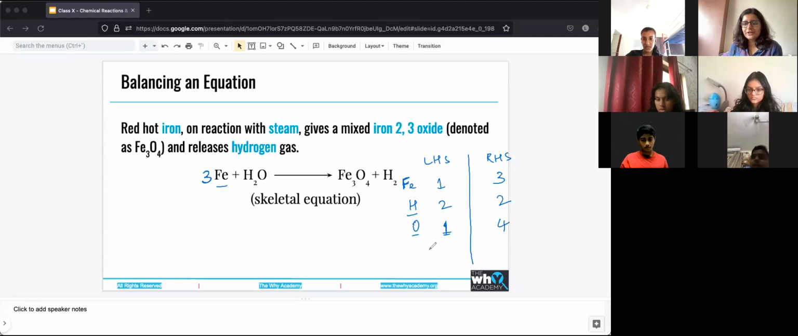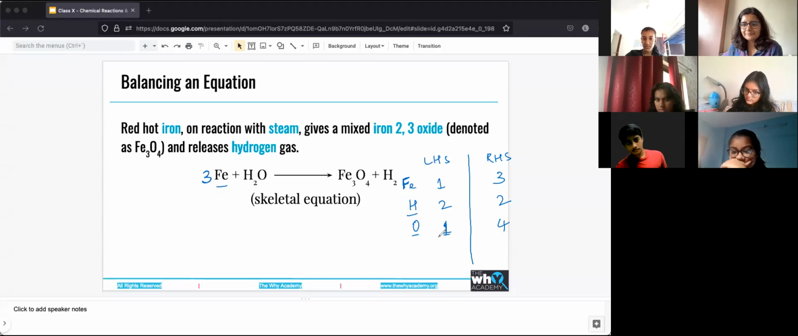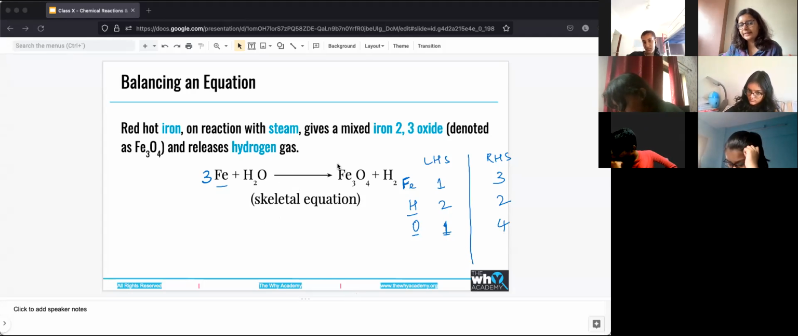Yeah, Tia, you had raised your hand. What's up? Ma'am, I wanted to know what is the meaning of skeletal equation? Oh, I'd mentioned that, right? This equation is not balanced. It does not give you information about the states. It tells you nothing except what the reactants and the products are. So it's like a bare bones version of an equation, so you call it a skeletal equation.